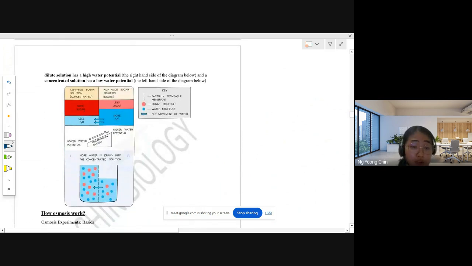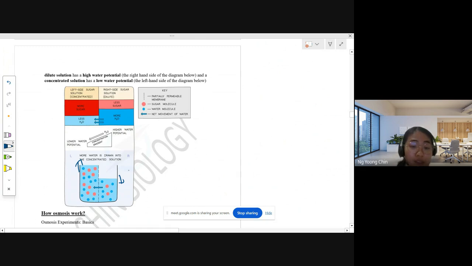Okay, you can have a look on this diagram. See, left side and the right side. Left side has more sugar, less water, so they are a concentrated solution. Right side, they have less sugar but more water, so that means they are a dilute solution. So water always moves from high water potential to low water potential, from the region which has more water to the region which has less water. So at the end, you will get this level. See, the level will be increased, and this level will reduce because they lost the water.